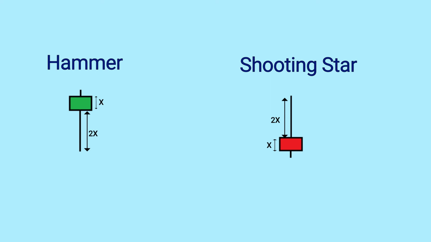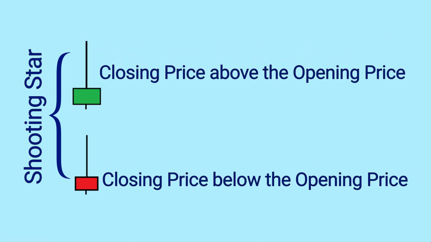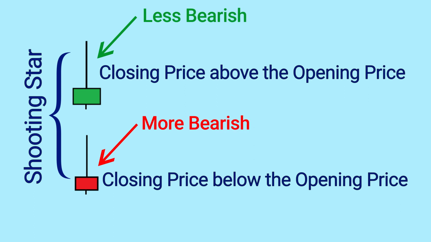And now if we find that in the case of shooting star we have a green body, then obviously it is less bearish than if we have a red body. In the case of a red body, the bears could push the price even below the opening price.